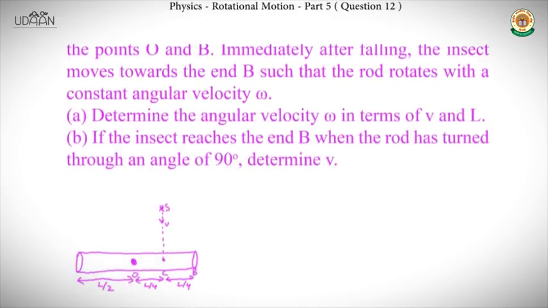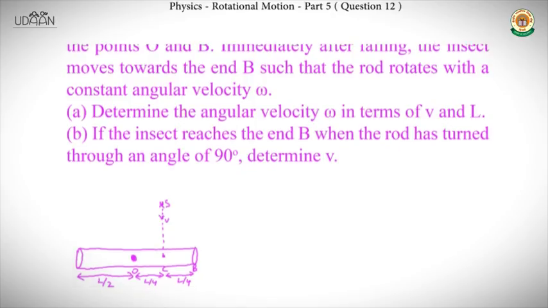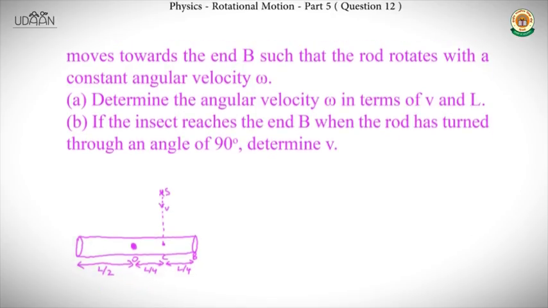Immediately after falling, the insect moves towards the end B such that the rod rotates with a constant angular velocity omega. Part A. Determine the angular velocity omega in terms of v and L. Part B. If the insect reaches the end B when the rod has turned through an angle of 90 degrees, determine v. So here in this question, we see that an insect is falling on a rod which has been hinged at its center.